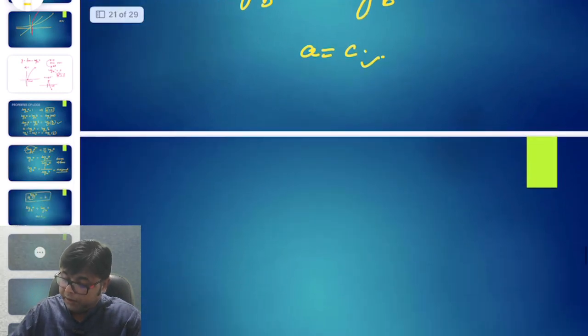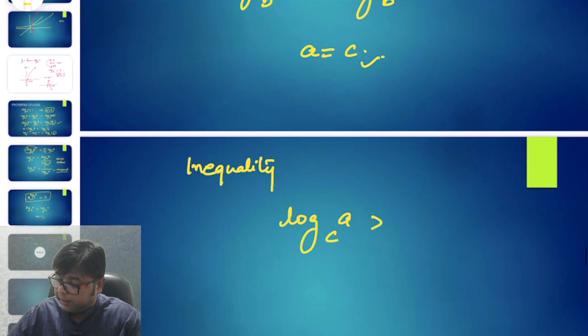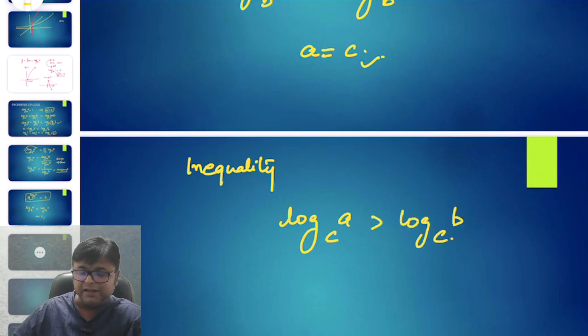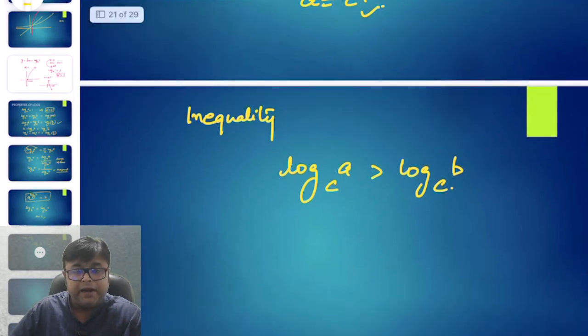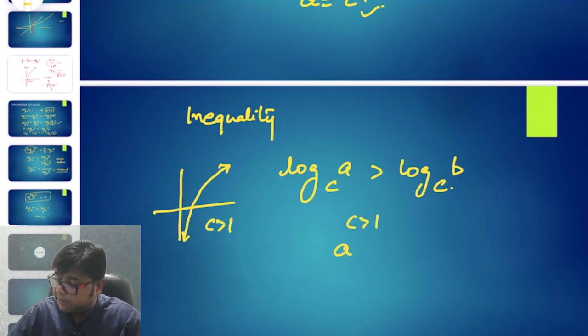But if we talk about inequality, especially the log ones, say log a in base c is greater than log b in base c, here comes the graph part. Many of you may tend to think that a will be greater than b, but a is greater than b only if the graph is increasing. If I have a graph like this, an increasing log function, as x is increasing, y is also increasing. But this is specifically when c is greater than 1, the base is greater than 1. Then I will say a is greater than b.